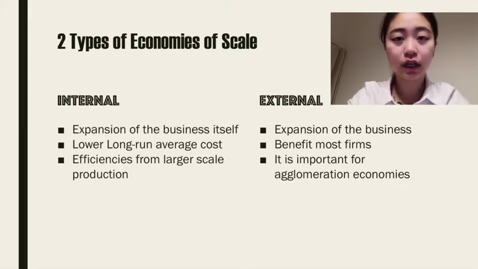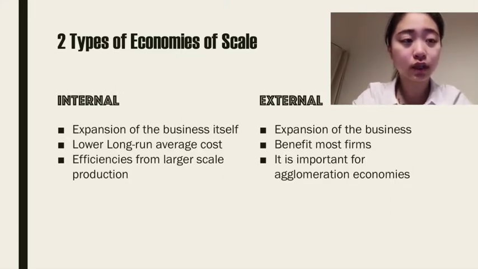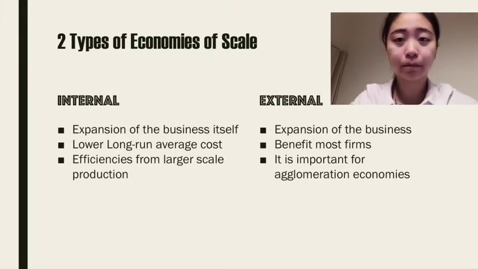Depending on the particular characteristics of the industry, there are two types of economics of scale, which are internal and external. The internal economics of scale arise from the development and growth of the business itself. It can lower long-run average cost and can get efficiencies from larger scale production. External economics of scale occurs within the industry. It can benefit several business firms and is important for agglomeration economics.